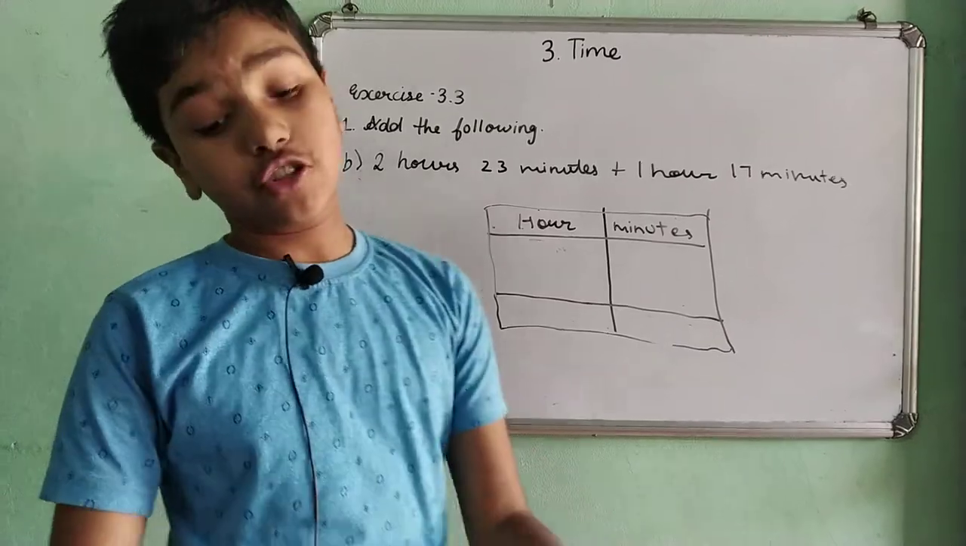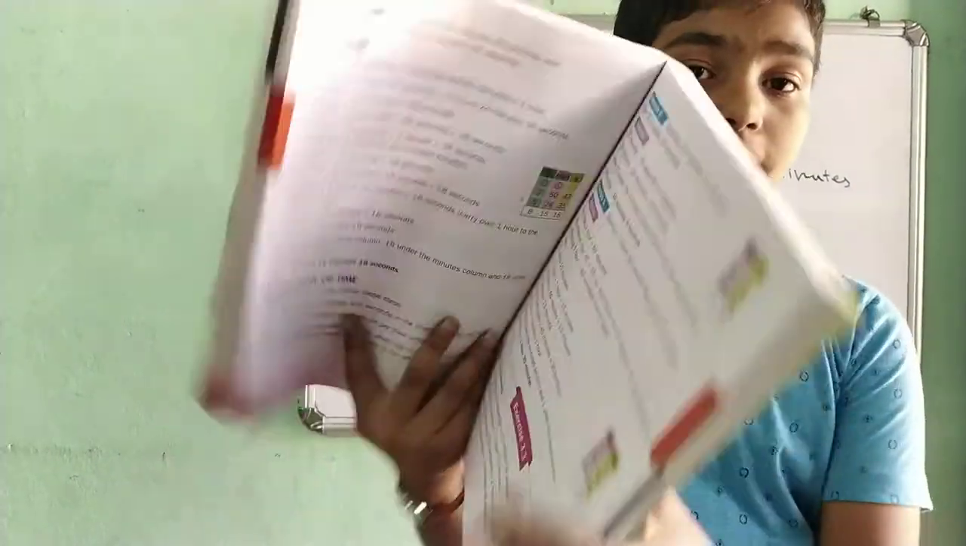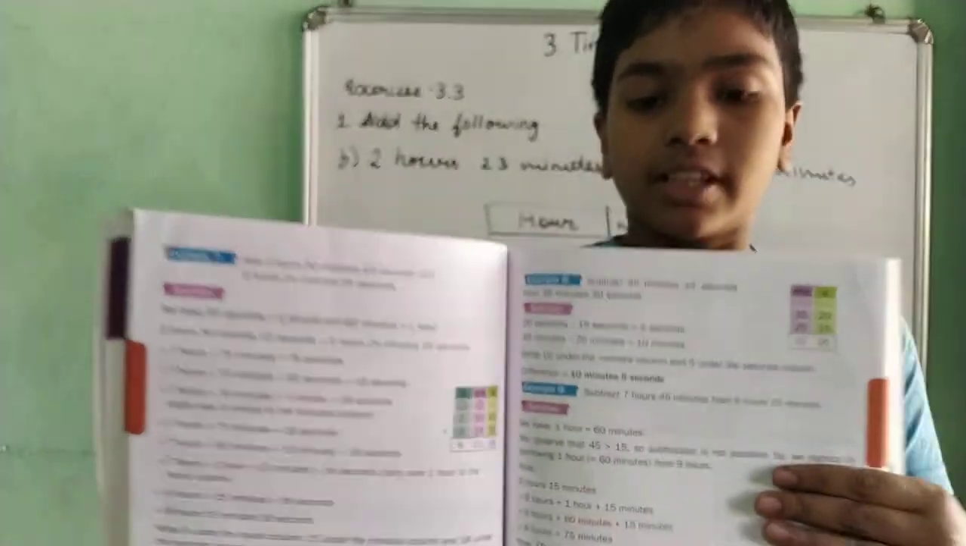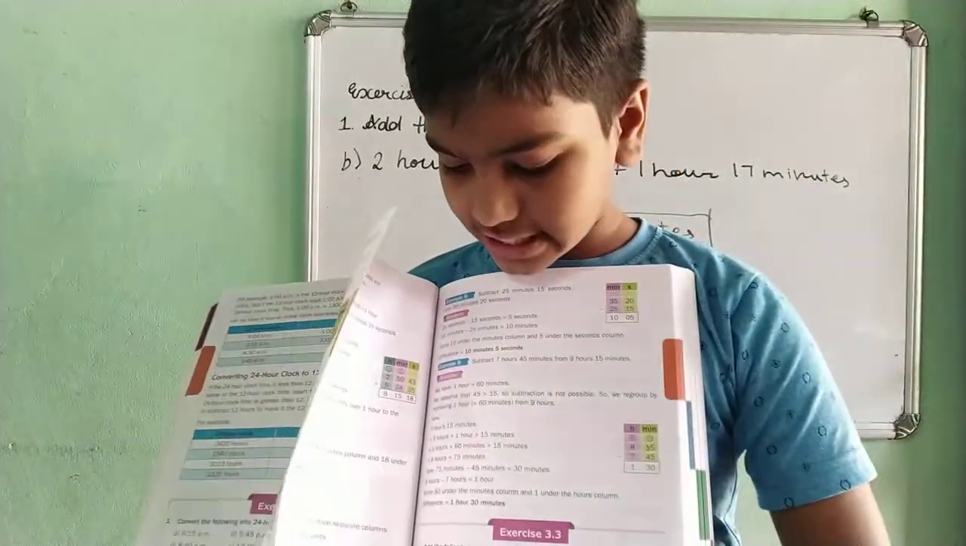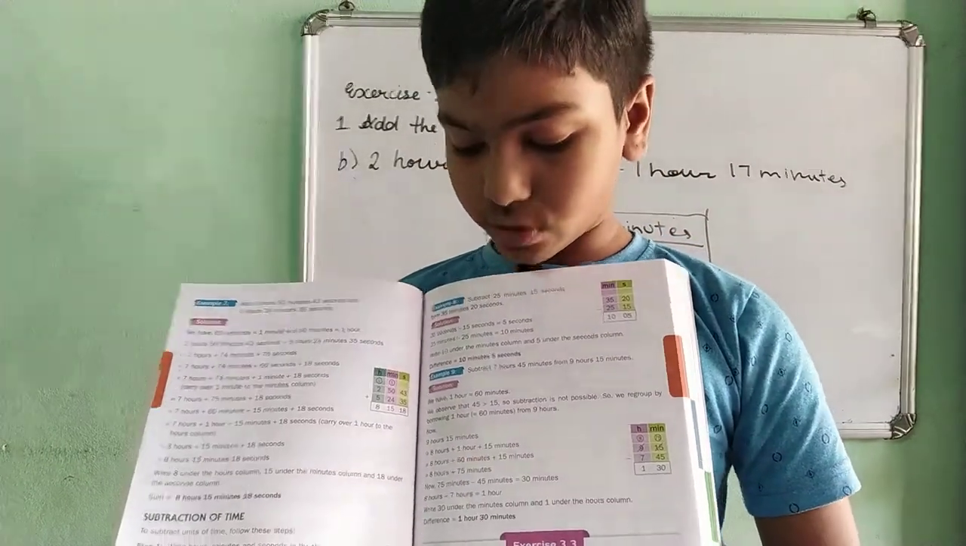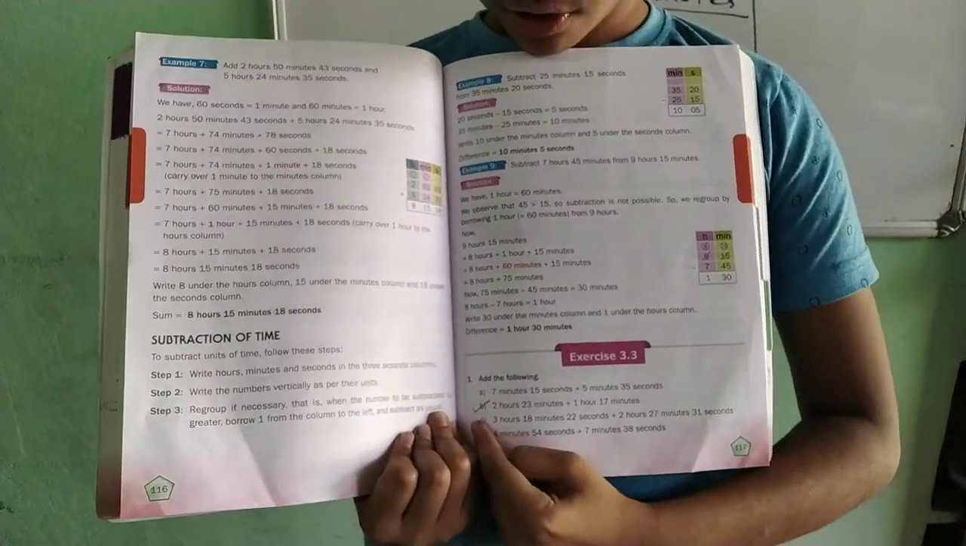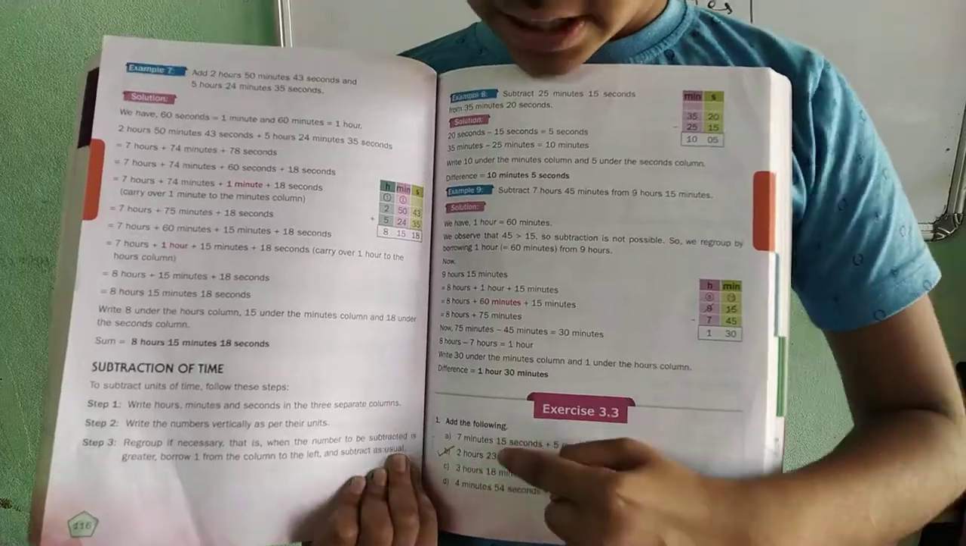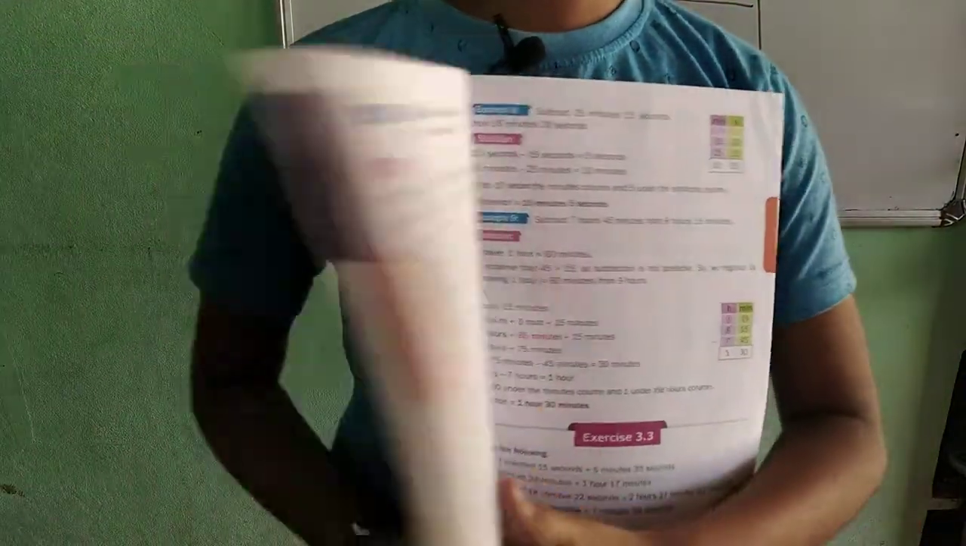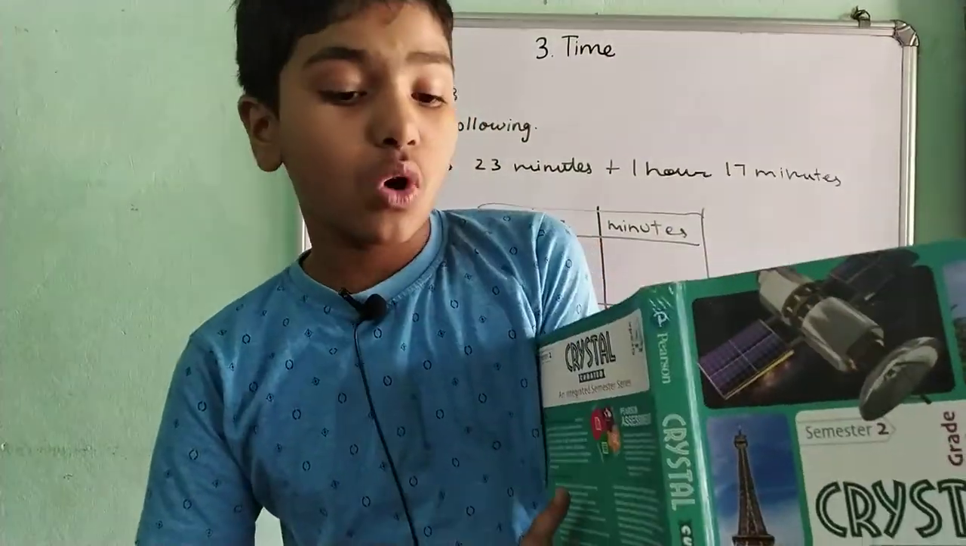Next question from your textbook. Here we are covering the exercise. As you see, you have to do D1. This sum is for you. I will be doing these two sums. I will be teaching them. You have to do another one.